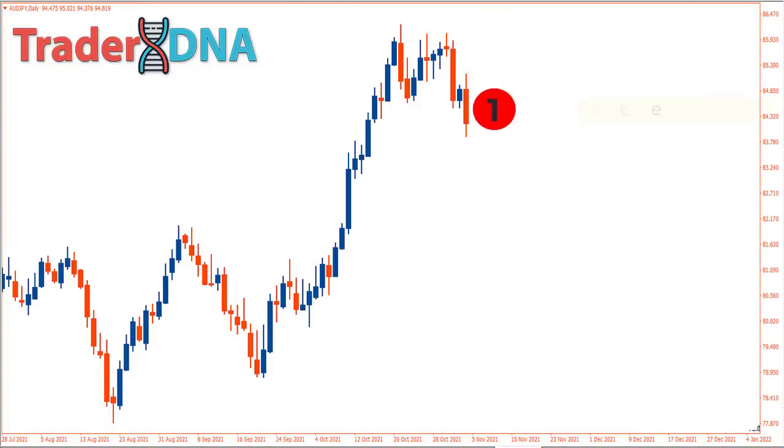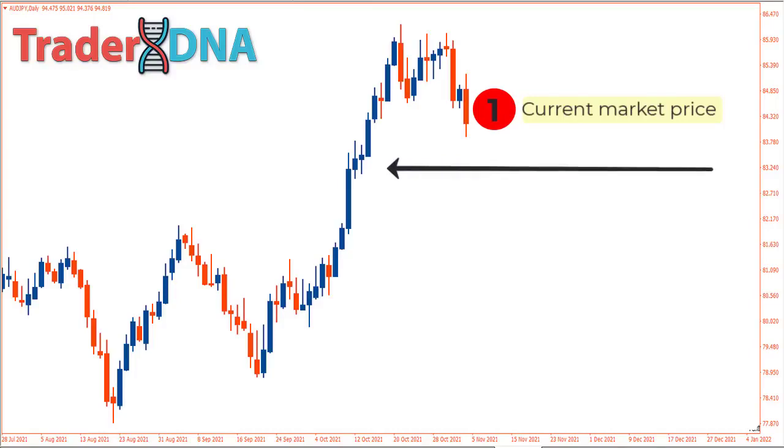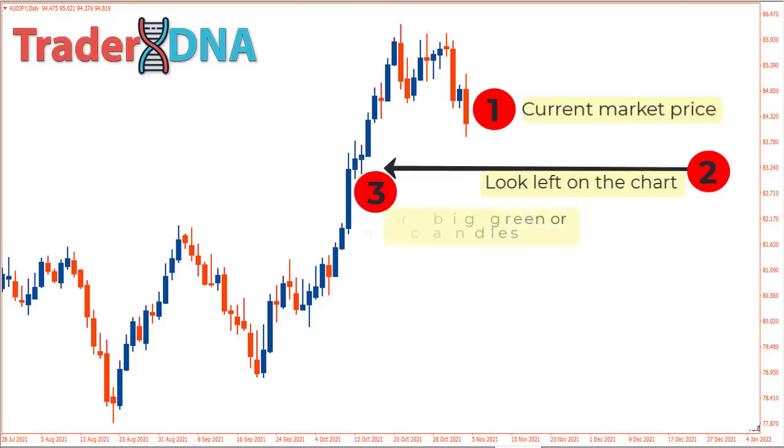Step 1. Identify current market price. First, you need to spot the current price on the chart. Then, look at the left side of the chart and find a big strong lineup of candles either moving up or down. Typically, supply zones show upward movements and demand zones show downward movements. Step 2. Look left on the chart. Step 3. Look for big blue or big red candles.